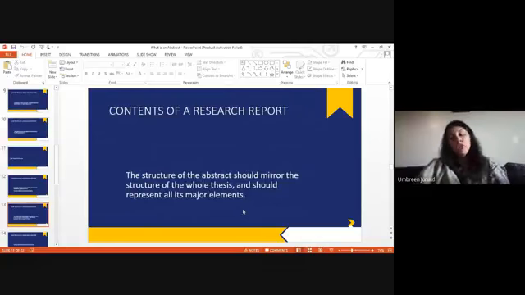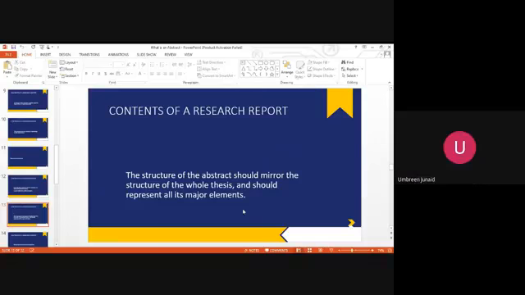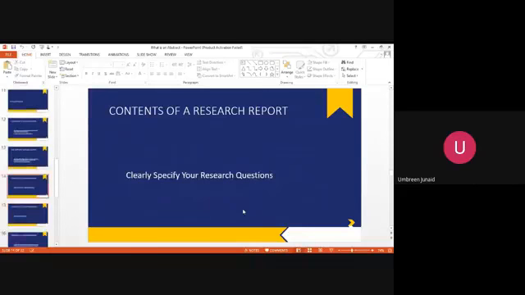Meaning your abstract should tell us what your topic is, then it must tell us what methodology you adopted, then it must tell what the findings are, then it must very briefly discuss the findings, and then finally it must discuss the conclusion. So basically, the structure of the abstract mirrors the structure of the whole thesis, and this is very important. It should have all the major elements of the research. It must represent all the major elements of the research.